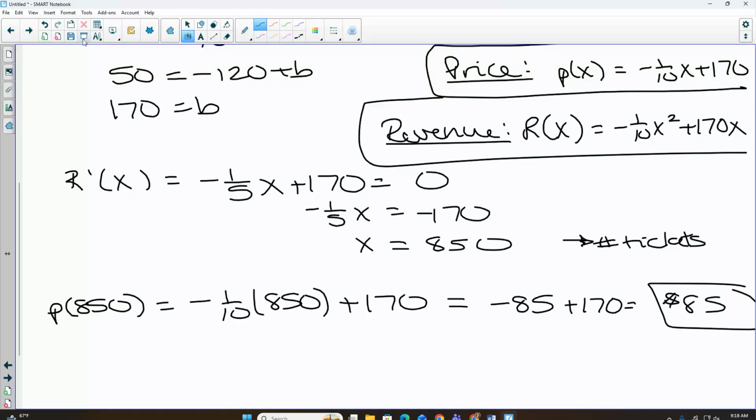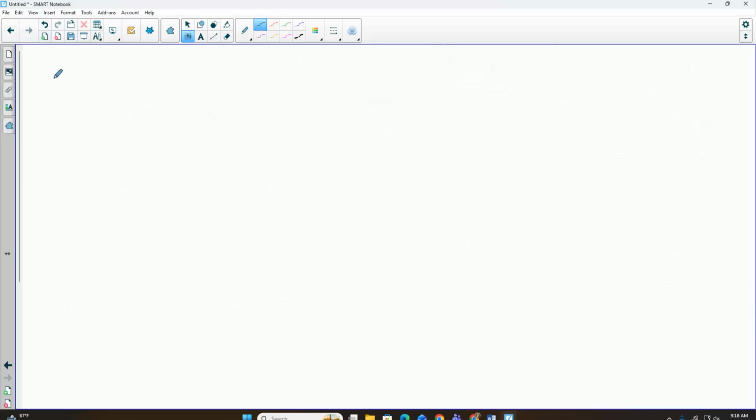All right, last thing was our L'Hopital's. Remember, L'Hopital's is different than the quotient rule. It's not doing a derivative. It's a trick to help us find limits. And if it's 0 over 0 or infinity over infinity, we can do L'Hopital's.